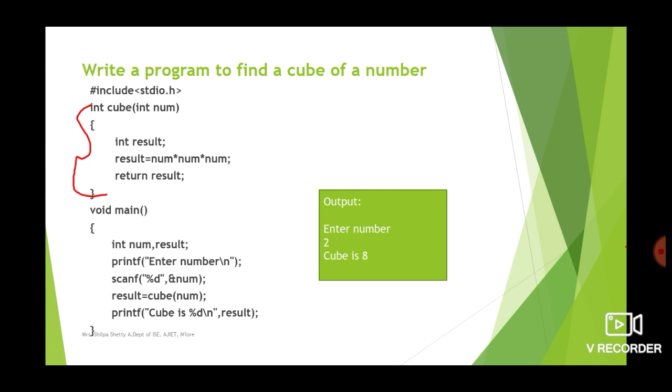So the sample output here is like this. Enter a number 2, the cube is 8. So this is how we can find cube of a number. This is similar to the add function. In add, what we do is we are passing two numbers. Here we pass one number. In add, we find the sum of the numbers. So sum is equal to a plus b. Here we can take any variable, for example, cube or result is equal to num into num into num. Thrice we need to multiply the number.